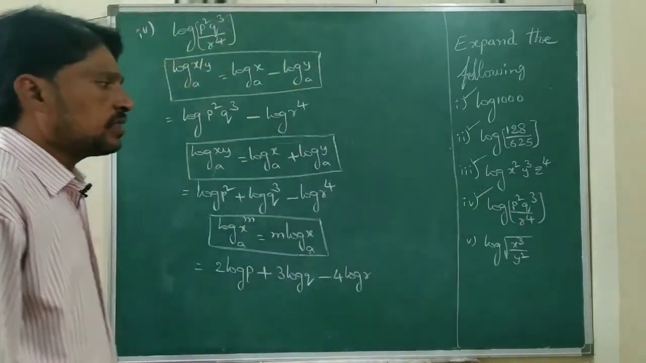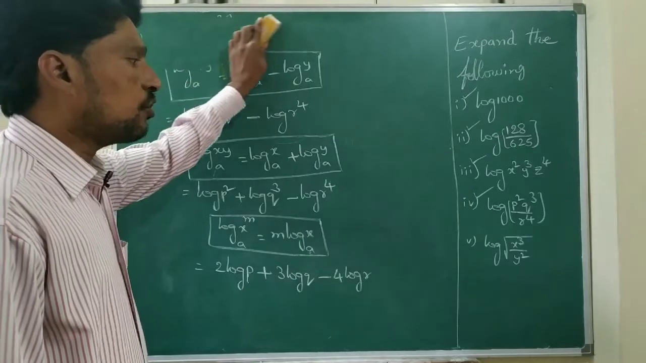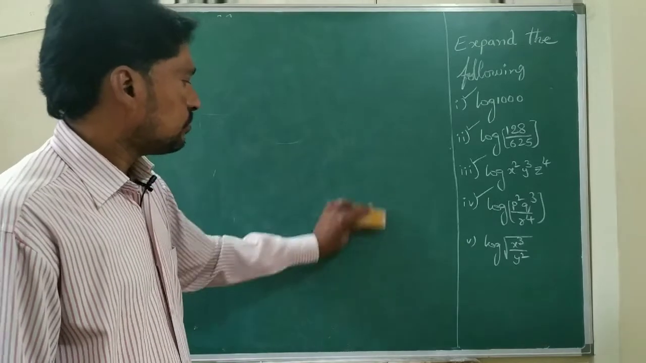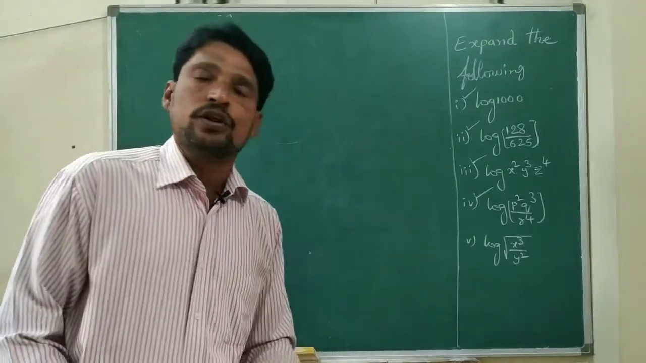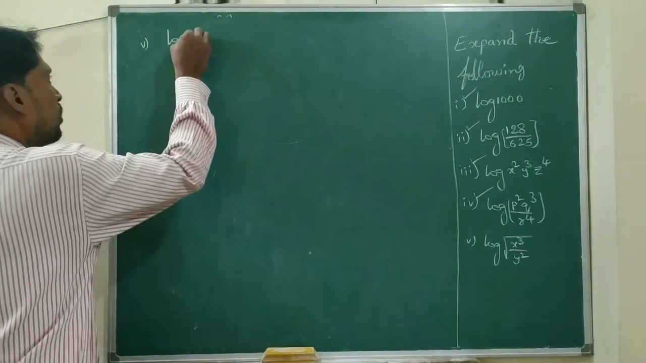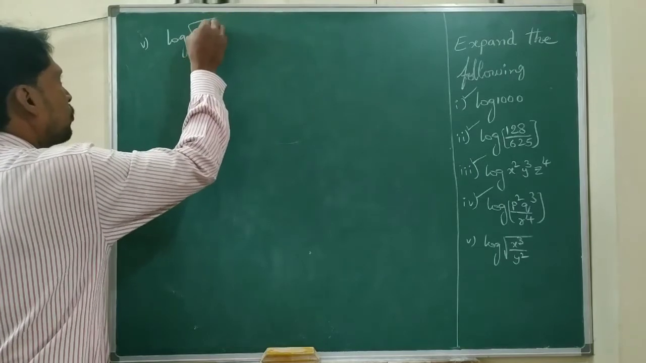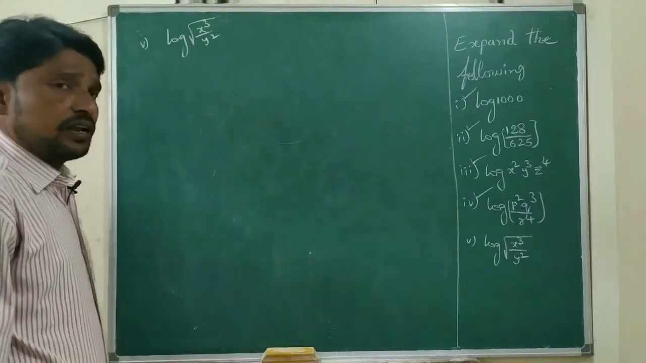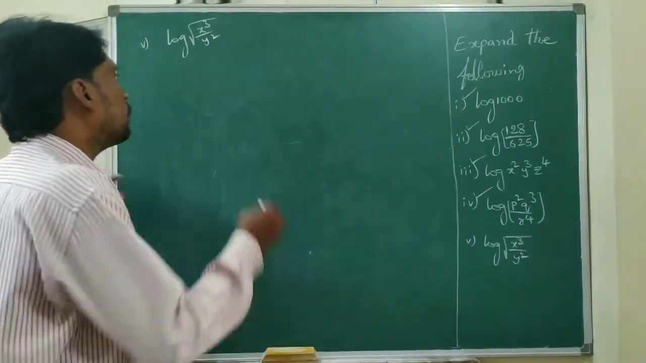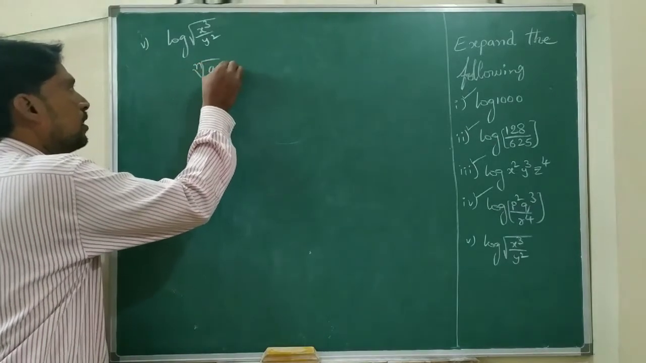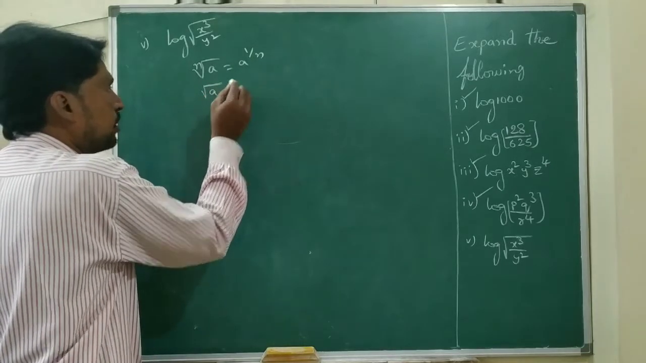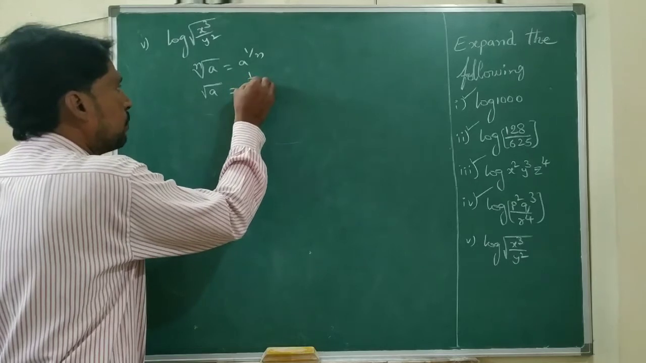Now the last one, log under root x cube by y square. Here we need to use exponents also. So the fifth one is log square root of x cube by y square. We already know the exponent rules. What is the rule for nth root of a? It equals a power 1 by n, so square root of a is a power 1 by 2.